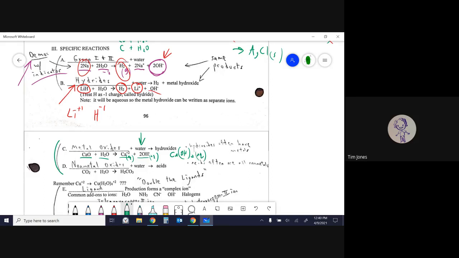But that's not as good. It's better if you show them separate because that's what they really are. Of course, if it forms some sort of calcium hydroxide solid, then you would show it stuck together. So I'm going to recommend that you write it this way.